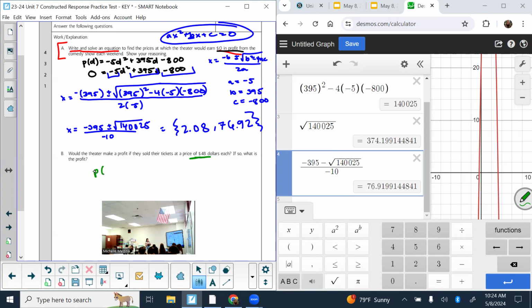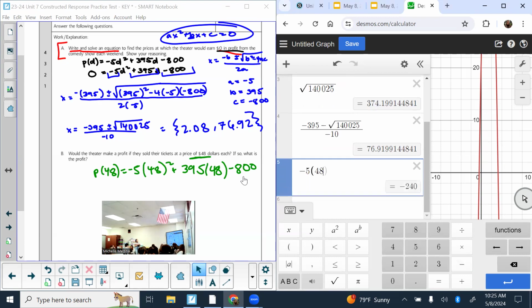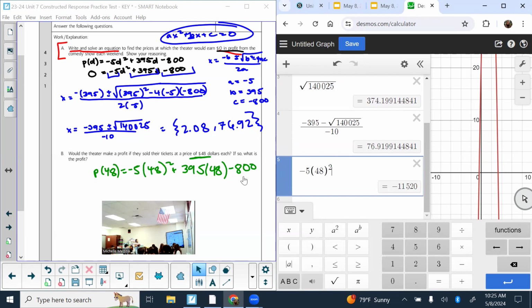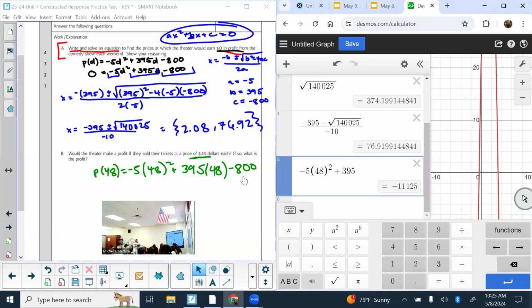So it says what is the profit. So the profit is what's unknown. The ticket cost is what D was, so you have to know what your variables are. So anywhere that there was a D, I'm plugging in. And then I'll plug it into my calculator. But this could be your work shown, just you showing me that you plugged it into the equation. And then you can let your calculator do the rest. So negative 5 times 48 squared plus 395 times 48.